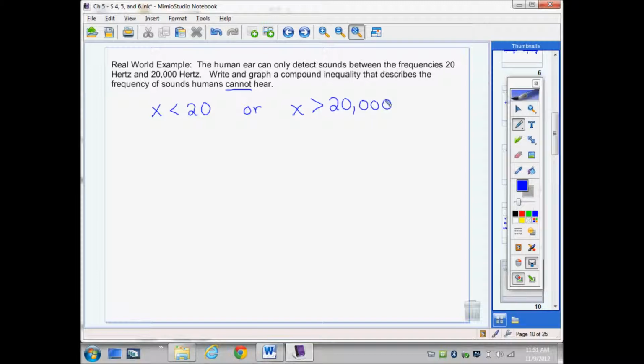We could make these numbers up. So we cannot hear below 20, or we cannot hear above 20,000. So here's our compound inequality. And now we're going to graph it.